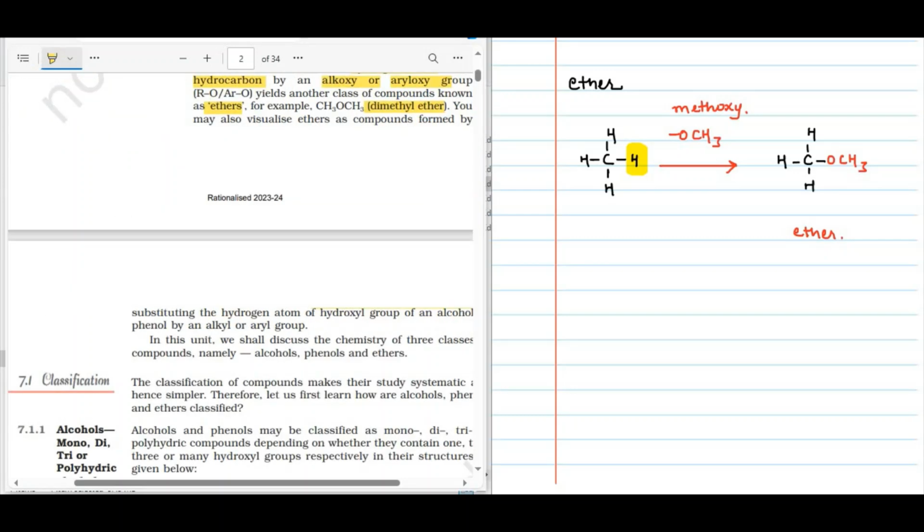You may also visualize an ether as a compound formed by substituting the hydrogen atom of the hydroxyl group of an alcohol or phenol by an aryl or alkyl group. In this unit, we shall discuss the chemistry of 3 classes of compounds, namely alcohols, phenols and ethers.